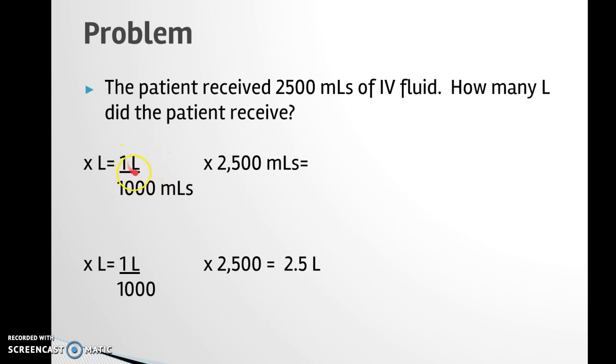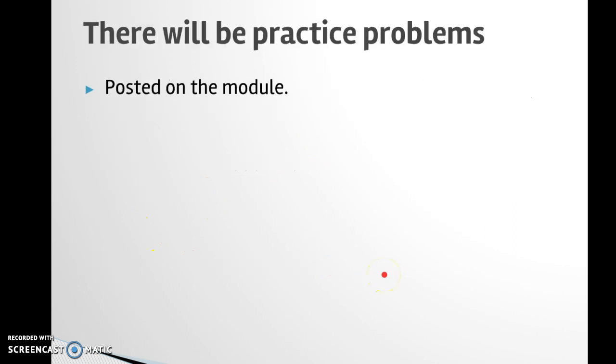So again, just make sure what you need is set up here, X liters. Have your matching labels in the numerator. Have what you know about the liter, so we know that 1 liter is 1,000 mils. And how you know how to pick what's in your fraction is you look for what you know and what you want. So we know that 1 liter is 1,000 mils, and then we multiply that, do the math, and we get 2.5 liters. There will be practice problems posted online.